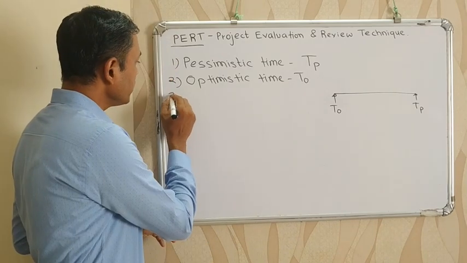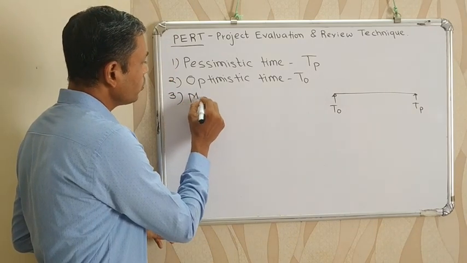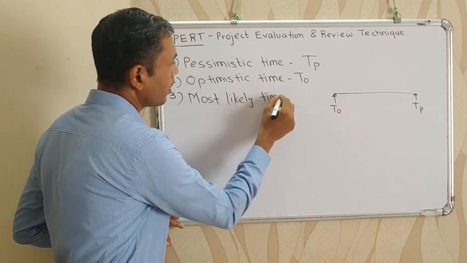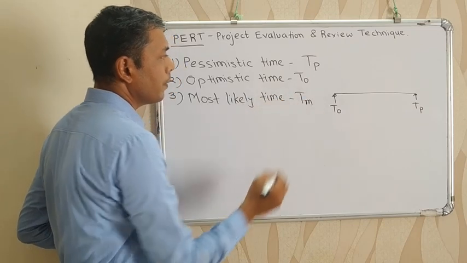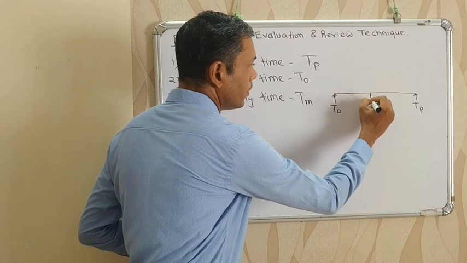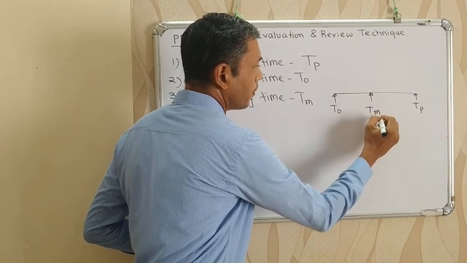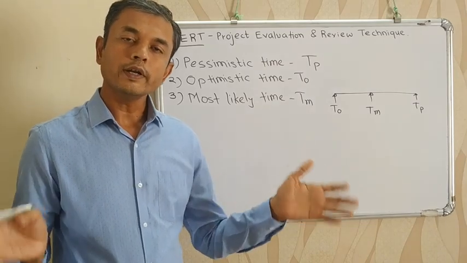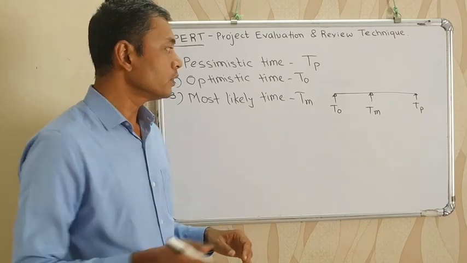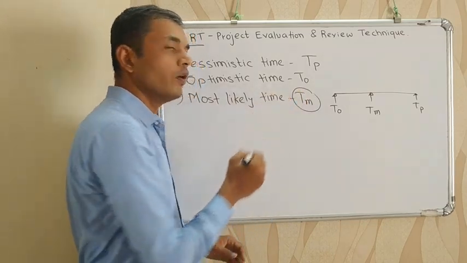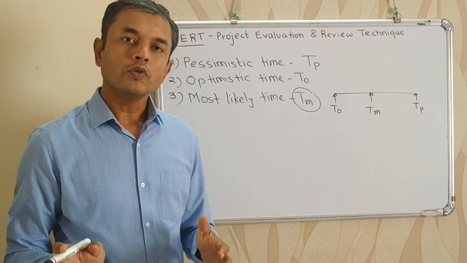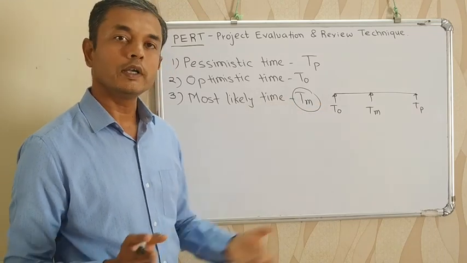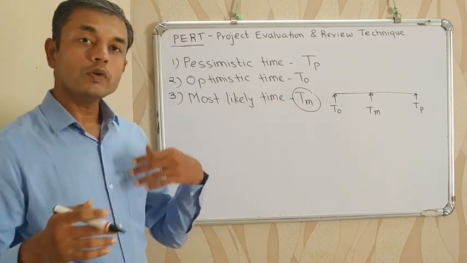And third time estimate is most likely time. That is mentioned by TM. It is somewhere between, or you can say mean time. So most likely time means if I carry out this activity 20 times, then in majority of cases the activity is completed around this time. So that is most likely time. You can say when I carry out the activity on an average, this will be completed on TM.